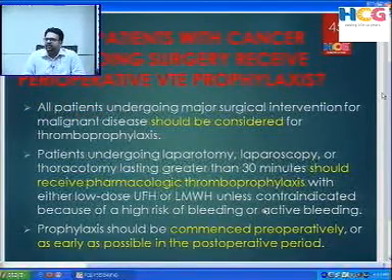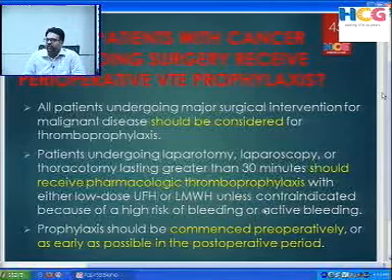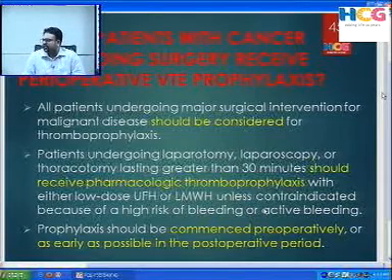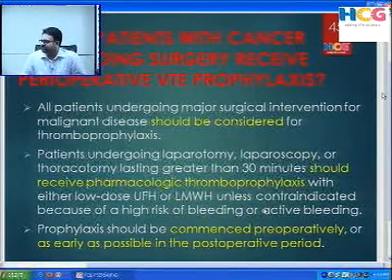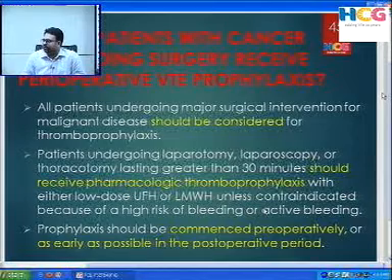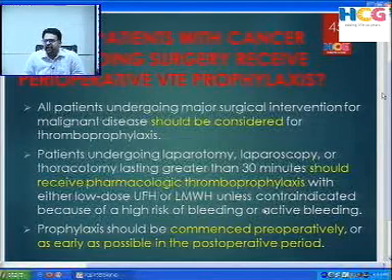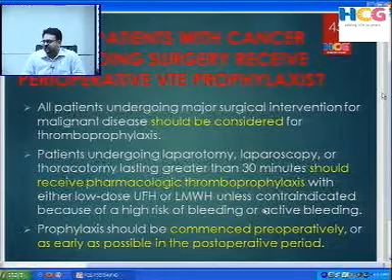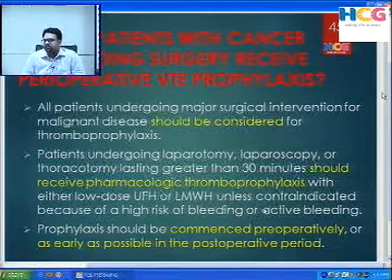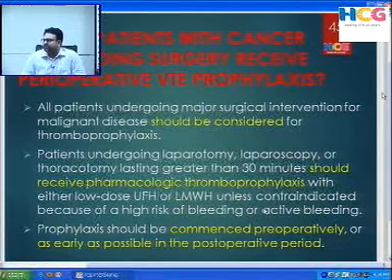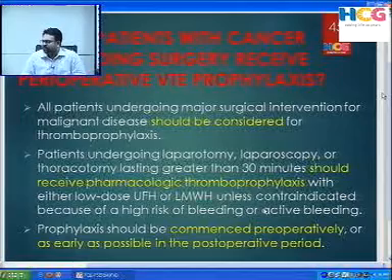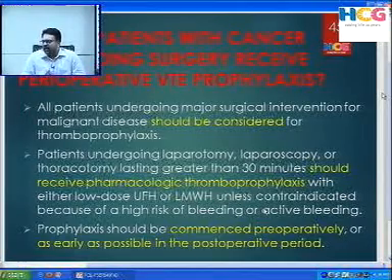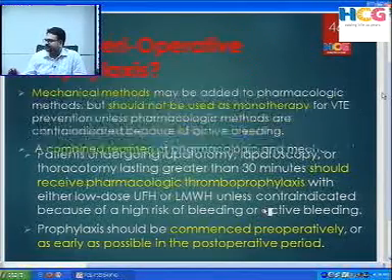So should the patient with the cancer undergoing surgery receive perioperative venous thromboembolism prophylaxis? For the patients undergoing major surgical intervention for malignant disease, they should be a candidate for thromboembolism prophylaxis, and such patients include patients undergoing laparotomy, laparoscopy or any thoracotomy procedure lasting greater than 30 minutes should receive the pharmacological thromboprophylaxis, and the prophylaxis should be commenced pre-operatively or as early as possible in the post-operative period.